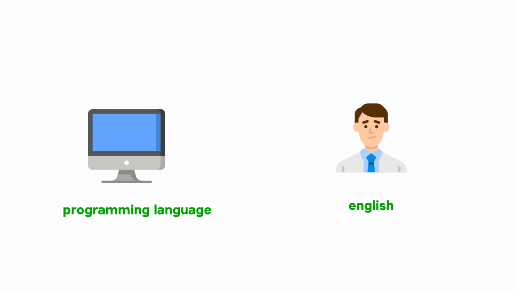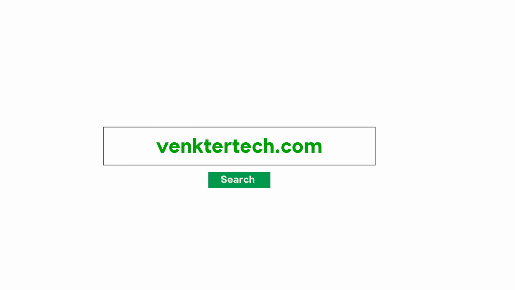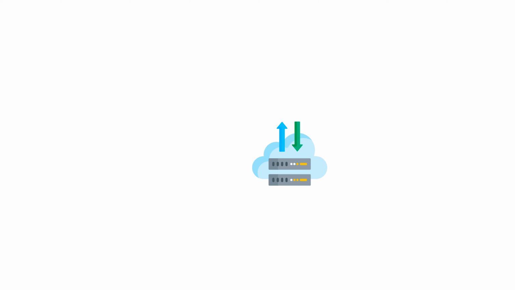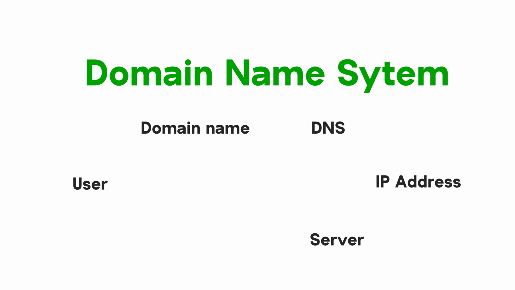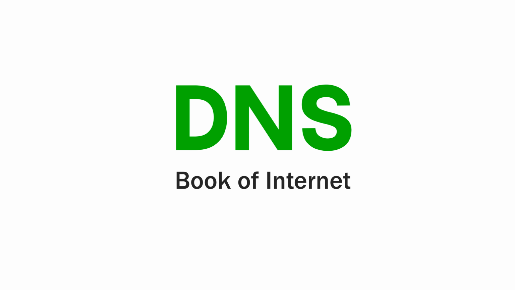Computers understand their language and humans understand English. So if we are searching for a website name, it would be stored as an IP address in the server. So here we need a translator. The translator helps us to match the names to numbers. Domain name system translates the domain name into a web browser's language, like IP addresses, and now it contacts the corresponding server and loads the website that people ask for. Domain name system acts as a phone book of the internet.